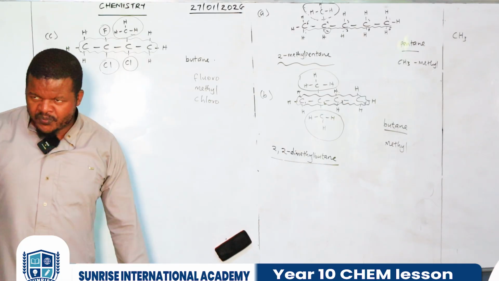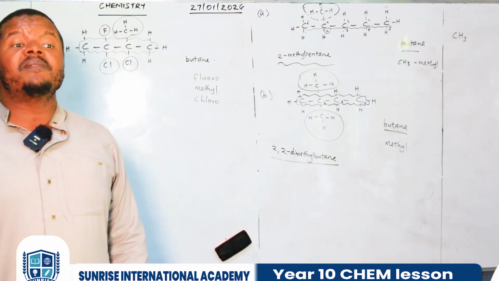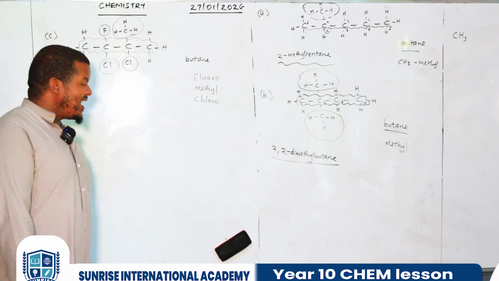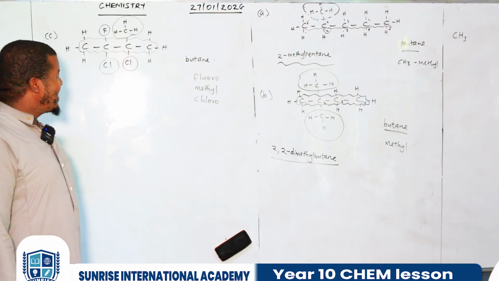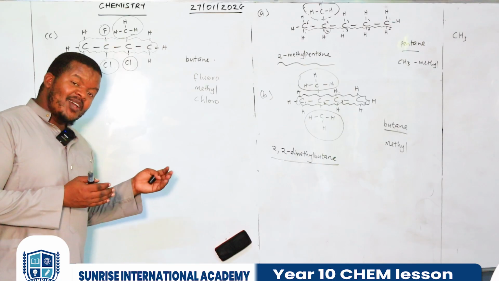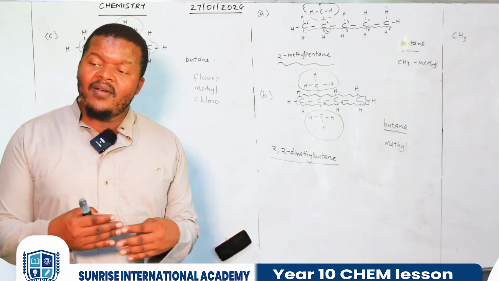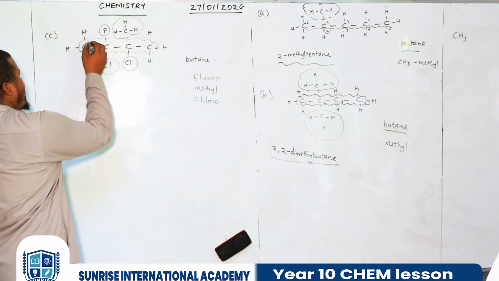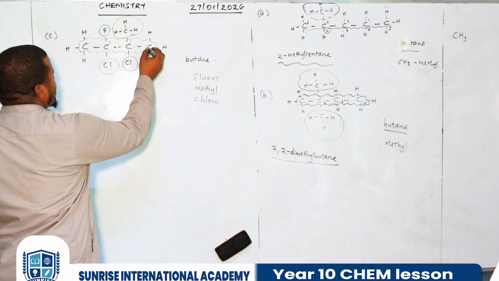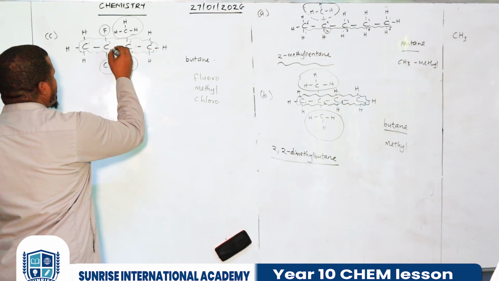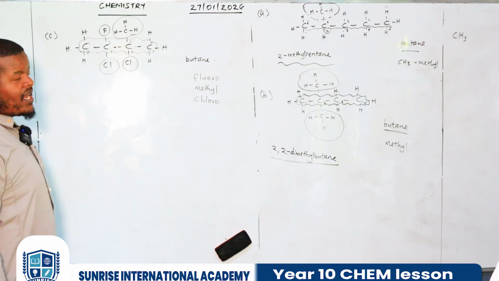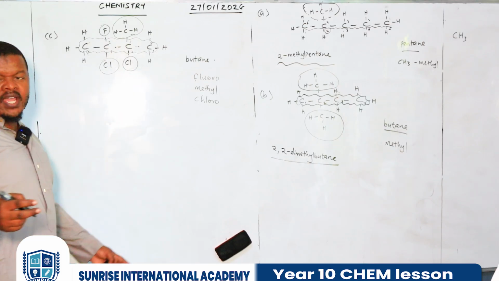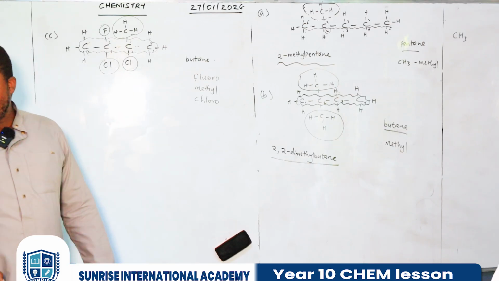So how many different types of side chains do we have? 3. Methyl, fluoro, and chloro. From there, we need to number our longest continuous carbon chain. If you number from the left-hand side, we are going to have 1, 2, 3, 4. If you number from the other side, 1, 2, 3, 4. So whichever way we number, the branches will be at carbon number 2 and 3. In that case, we can go with either.